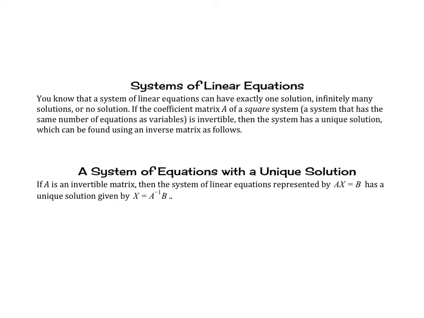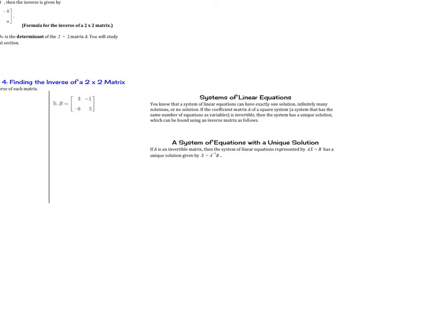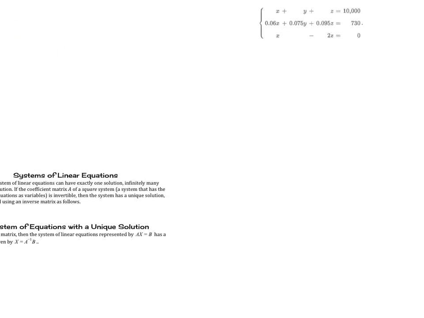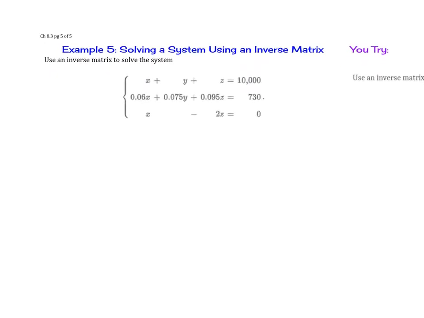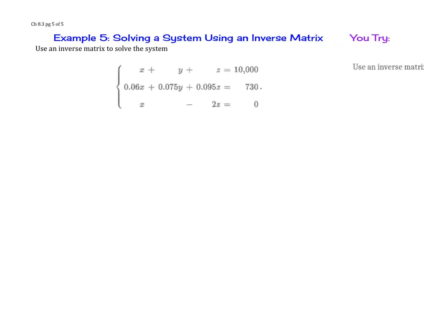So systems of equations with unique solutions: if A is an invertible matrix, then the system of linear equations represented by A times x equals B has a unique solution given by x equals A inverse times B. So let's try that out in solving this system. We're going to use an inverse matrix to solve the system. Now to write the inverse matrix, this is just A times x equals B.